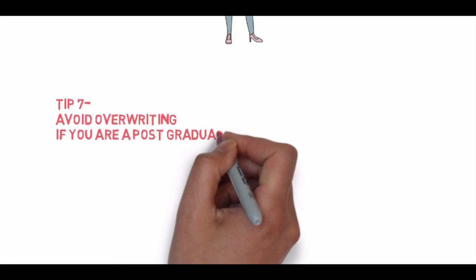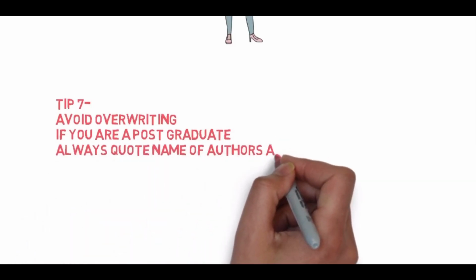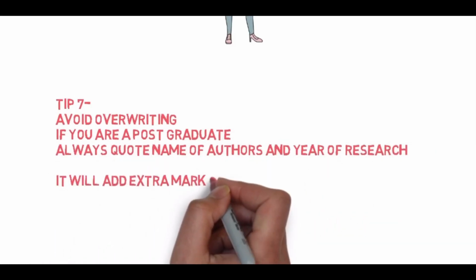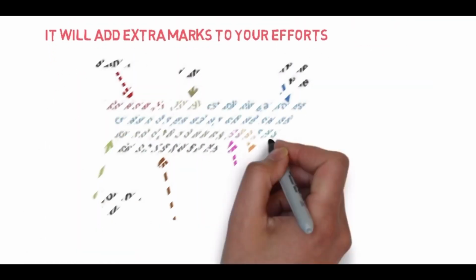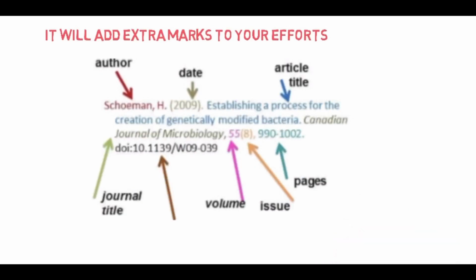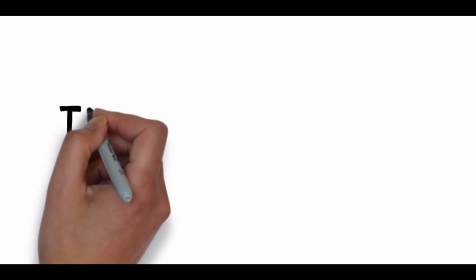Tip 7. Avoid overwriting. If you are a postgraduate student, always quote name of author and year of research. It will add extra marks to your efforts. You can also cite the articles if you remember them.